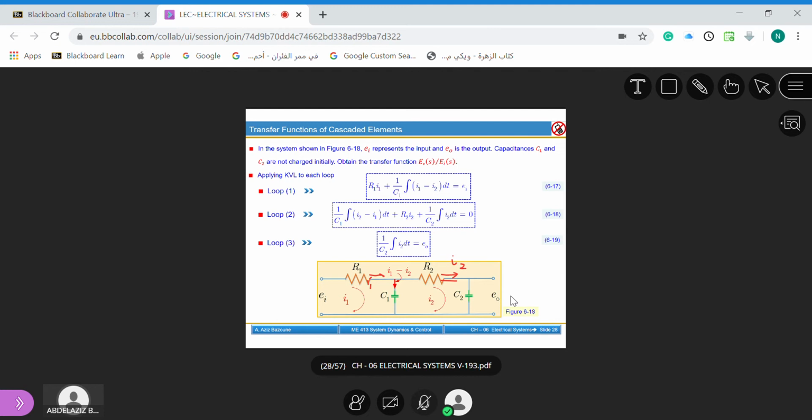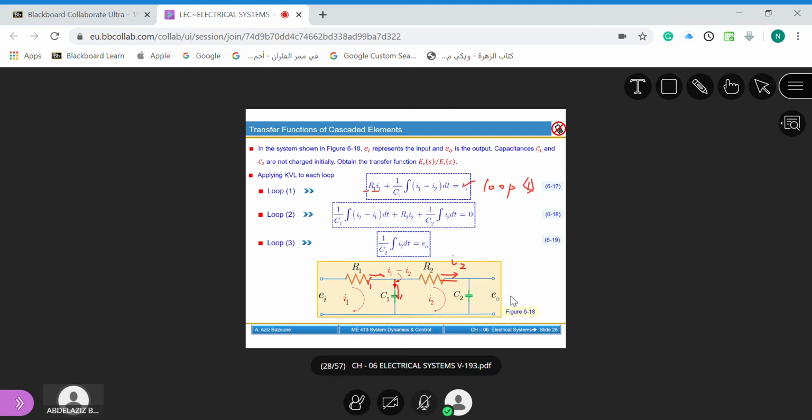If we take the first loop, we will have R1 I1 plus 1 over C1 integral of I1 minus I2 dt, and this should be equal to Ei. This is for the first loop, loop 1.